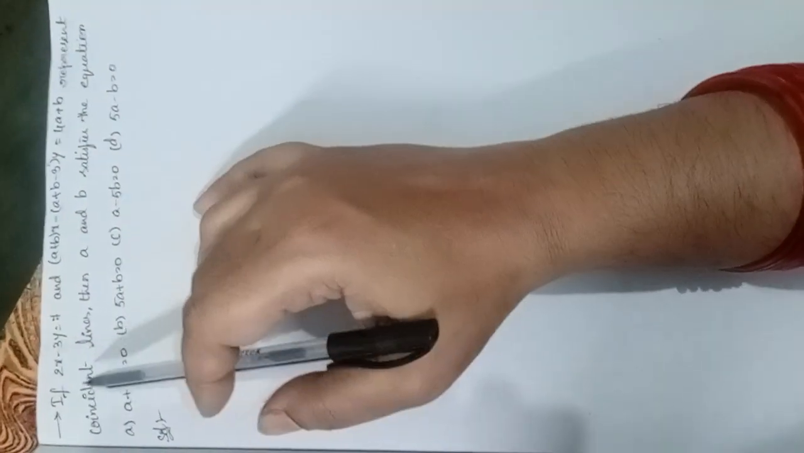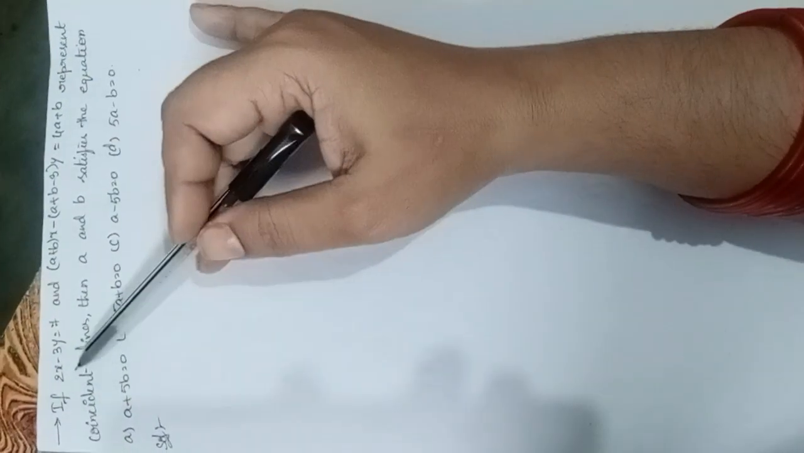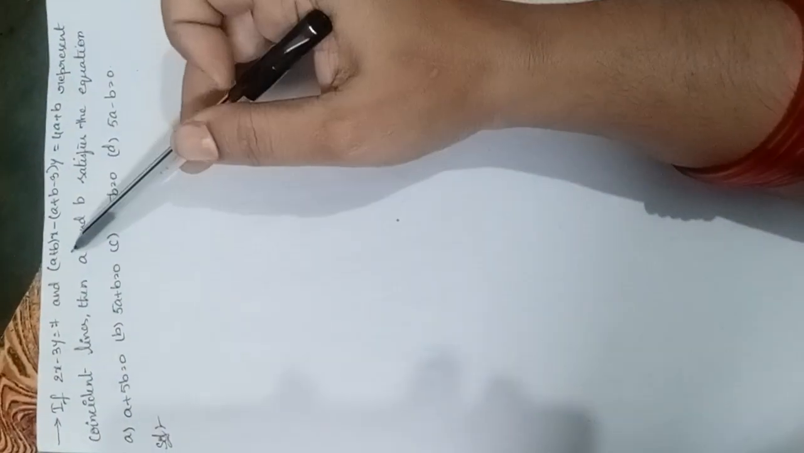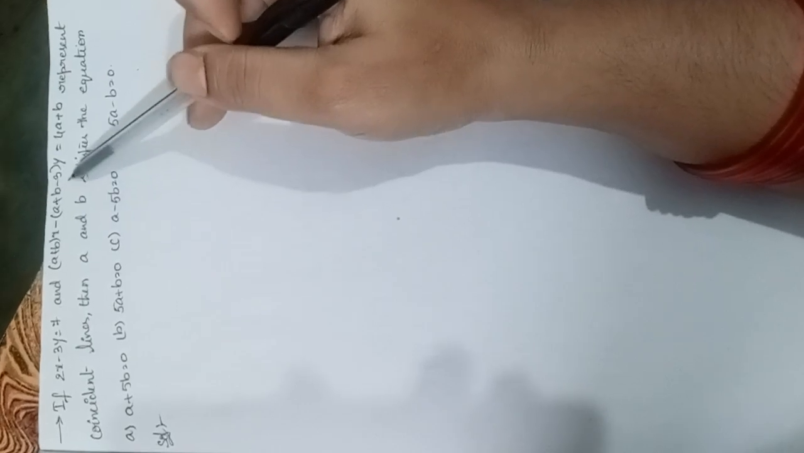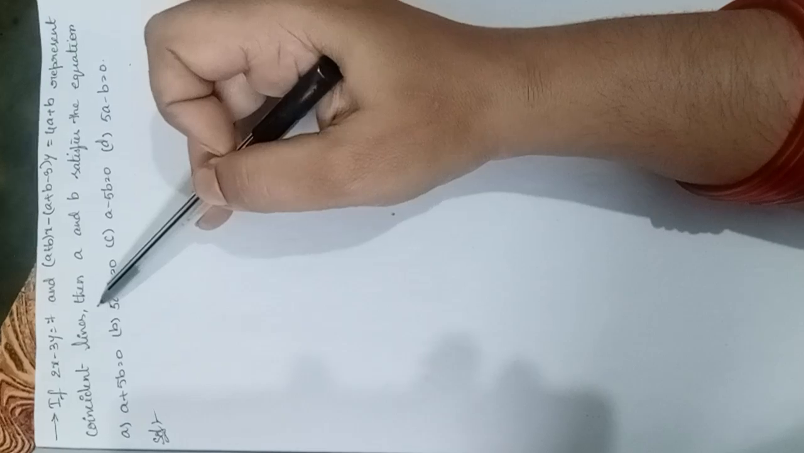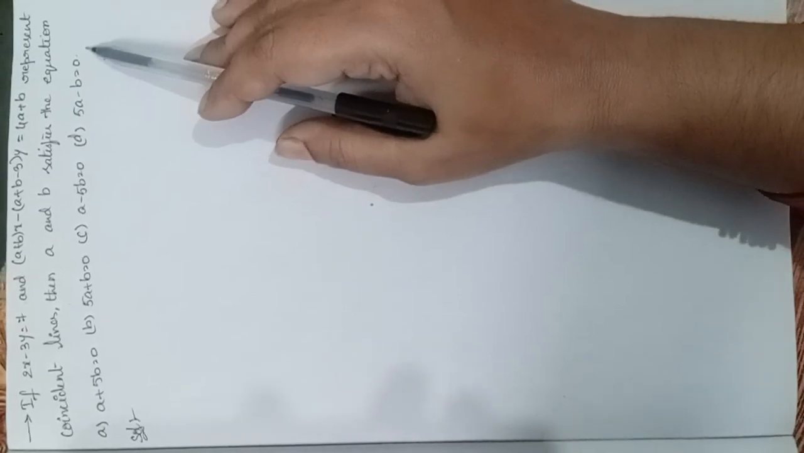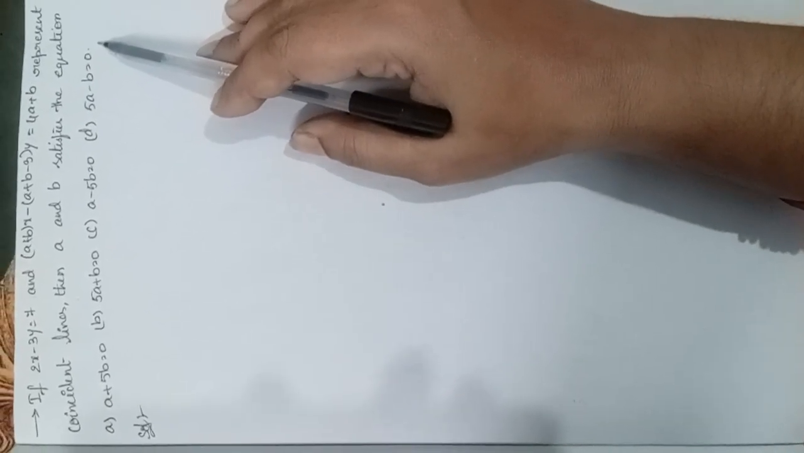Everyone, in this video I'm going to solve a problem from pair of linear equations in two variables. The question is, if 2x minus 3y equal to 7 and (a plus b)x minus (a plus b minus 3)y equal to 4a plus b represents coincident lines, then a and b satisfy which equation, given the options. So first let us see the condition for coincident lines.